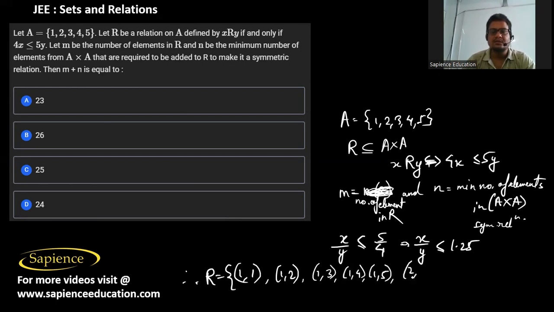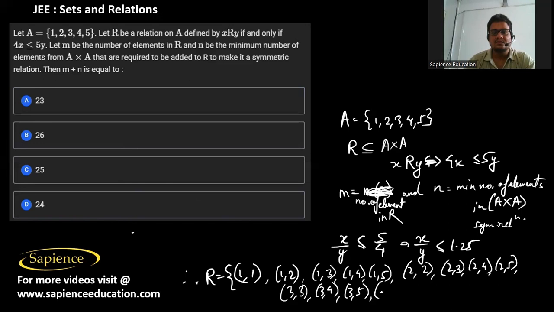And with 2, (2, 1) we can't take, since 2 by 1 will be more than 1.25. So (2, 2) we can take, (2, 3) we can take, (2, 4) we can take, and (2, 5) we can take. And (3, 1) we cannot take, (3, 2) also we cannot take, since 3 by 2 is 1.5, which is more than 1.25. (3, 3) we can take, (3, 4) we can take, and (3, 5) we can take.